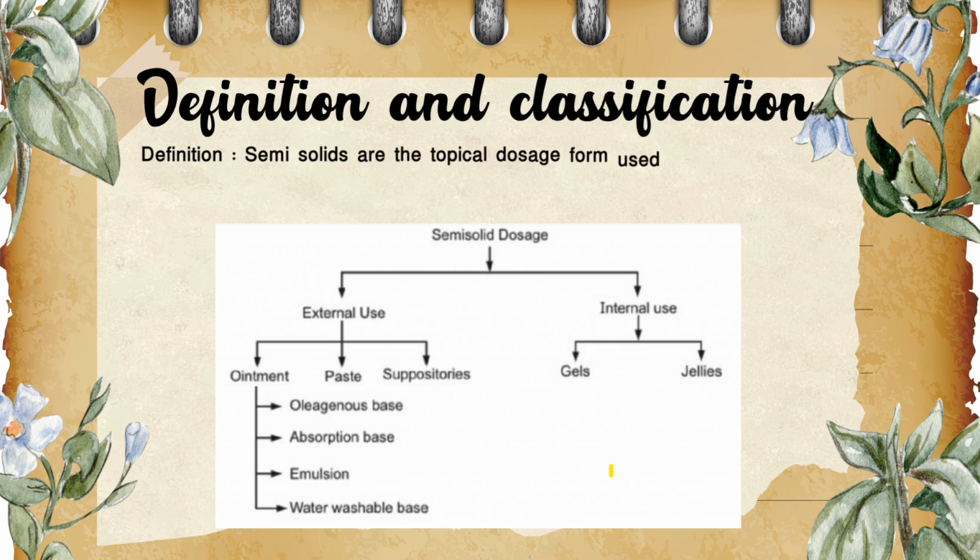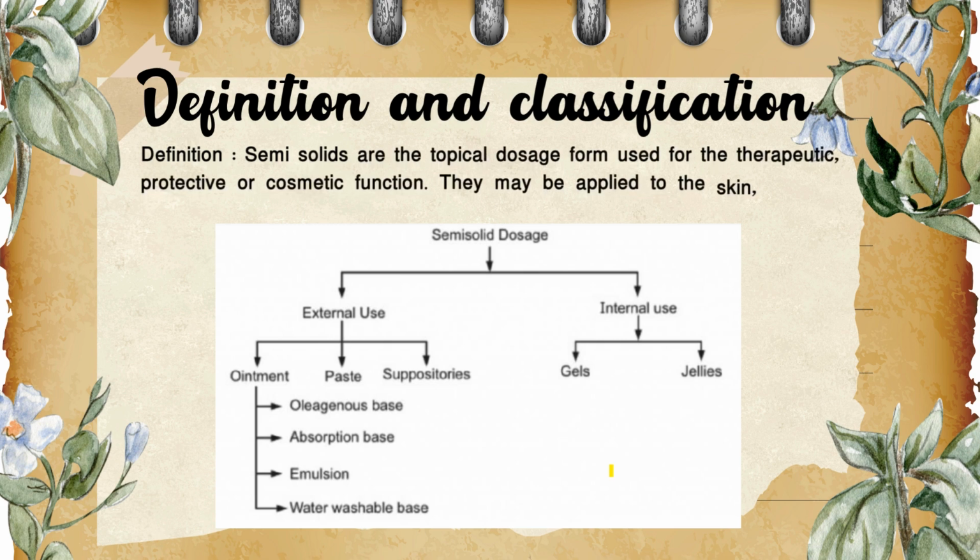Definition of semi-solids. Semi-solids are topical dosage forms used for therapeutic, protective, or cosmetic function. They may be applied to the skin or used nasally, vaginally, or rectally. They are classified into two types: one is internal use, another is external use. Internal use is applied inside the body, for example gels and jellies.